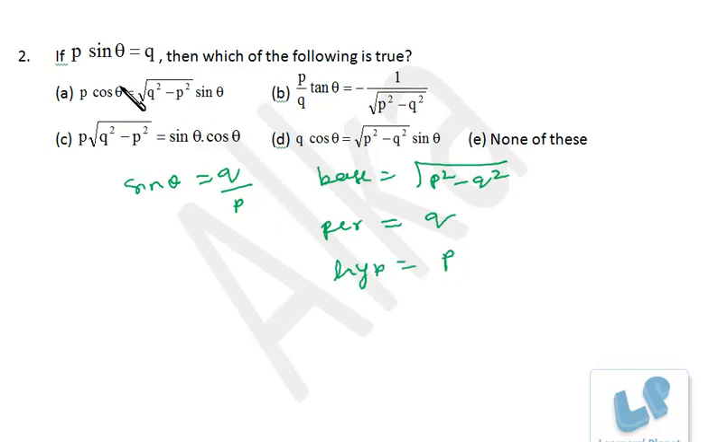Now it's very easy. See, in this case, if I find out tan theta, that means sine theta by cos theta, that will be p upon root of q square minus p square. Now according to us, what is tan theta? That is perpendicular by base. So perpendicular is q and base is root of p square minus q square. So in this case it's not correct. The value of tan theta is coming wrong, p upon root of q square minus p square. But according to us, tan theta is q upon root of p square minus q square, right?